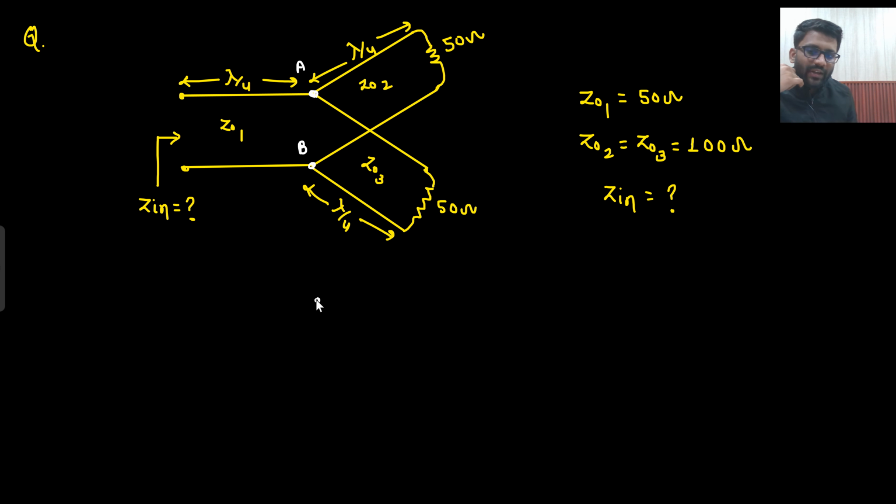So what do you see between A and B? What all resistance will you see? So first resistance, let's say it is coming from this transmission line, from transmission line 2, because here Z0 2 is there. So from transmission line 2, what will be the impedance?